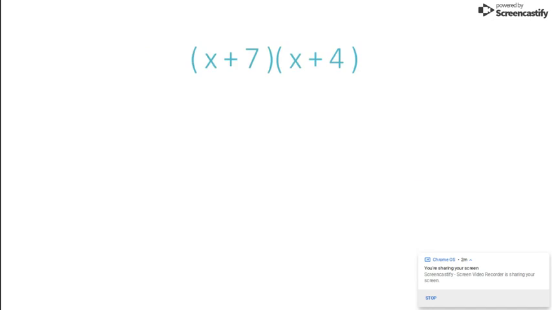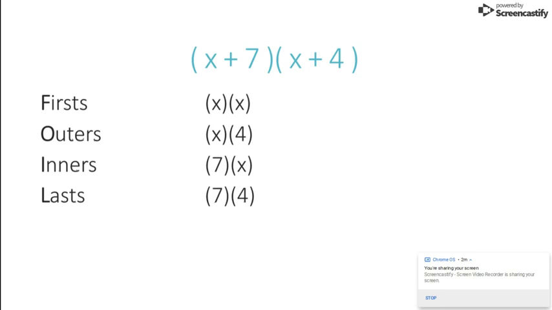So we're going to look at an example problem, the quantity x plus 7 times the quantity x plus 4. So we got our nice little mnemonic FOIL on the side, and we're going to identify each term that is being referred to. So x times x, x times 4, 7 times x, 7 times 4. And we're going to find their product. So for the first, we're going to find x squared. For the outers, we're going to find 4x. For the inners, we're going to find 7x. And for last, we're going to find 28.